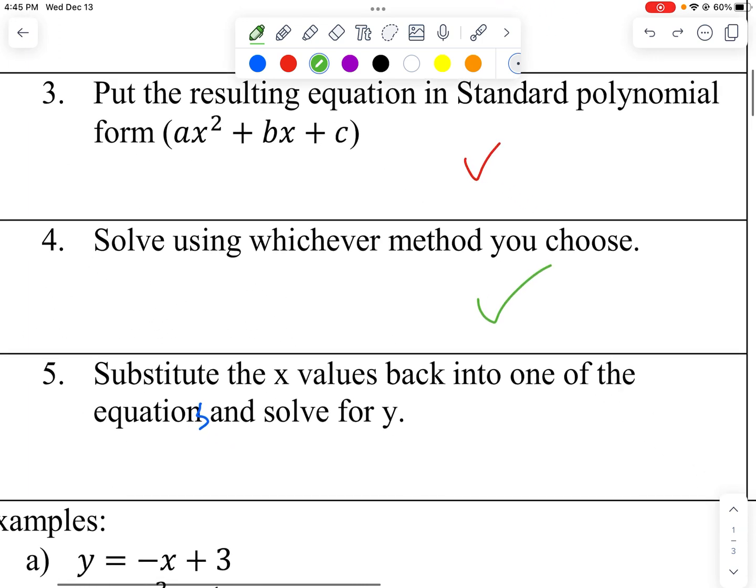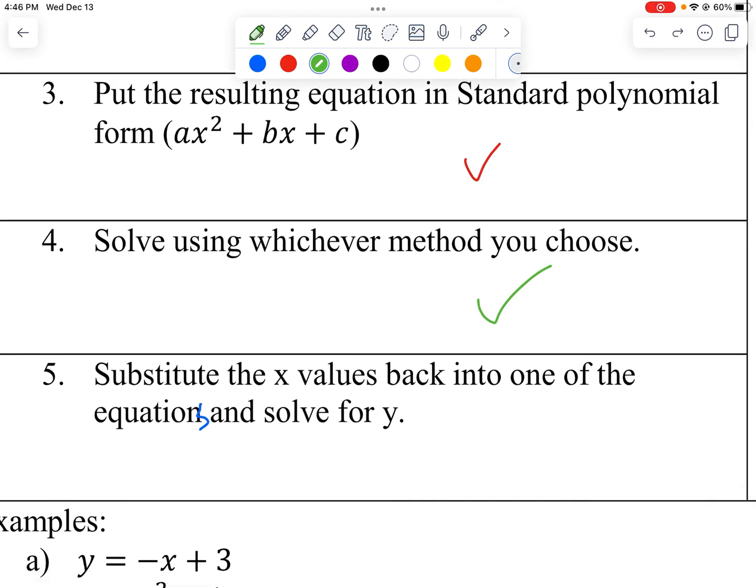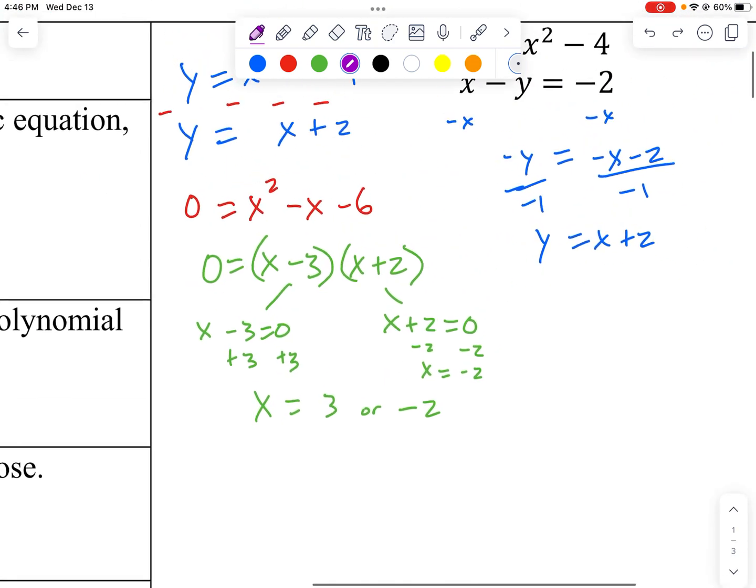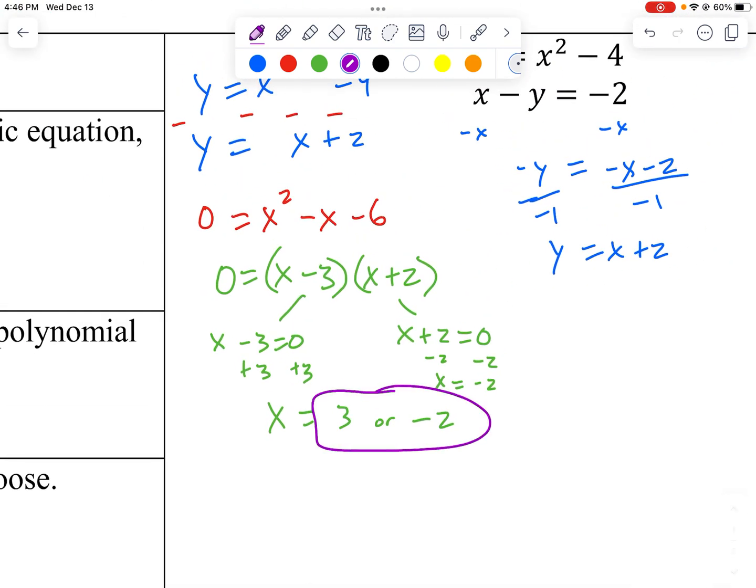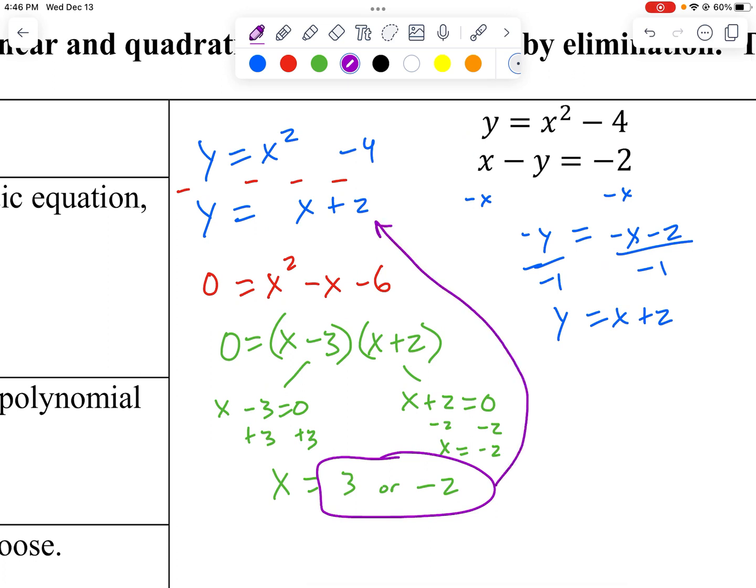Next part. Substitute the x values back into one of the equations and solve for y. Yes, I realize there's a typo. So I'm going to switch my next color to purple. So I need to take both of these numbers and put them back into one of my equations. You can put them there or put them there. You should probably strategically pick which one you're going to plug it into. See if you can do the one that's the easiest. Hopefully you recognize that this one's easier than this one.